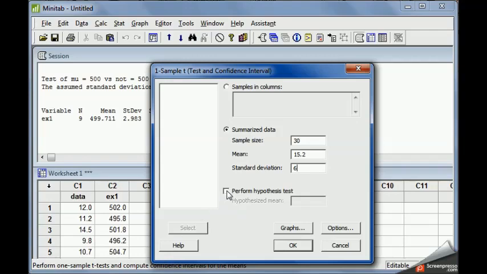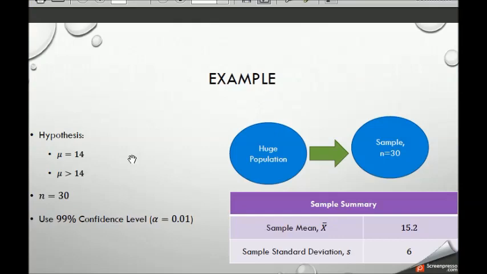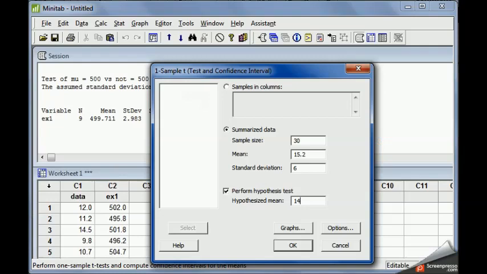Now we are going to perform a hypothesis test. So we select this option. Our hypothesized mean was 14. We look back at the example. So we have the hypothesized mean to be 14, but the alternative hypothesis is mu is larger than 14. So we are now back to Minitab. We choose options.